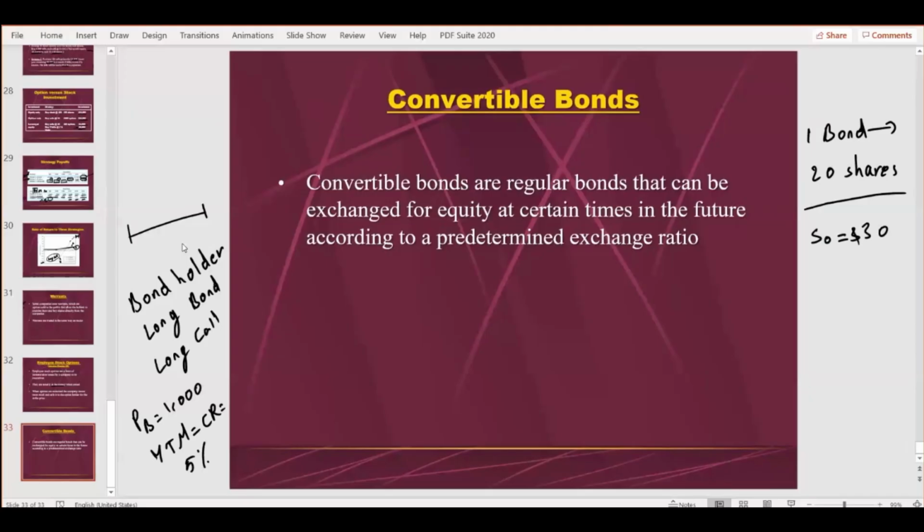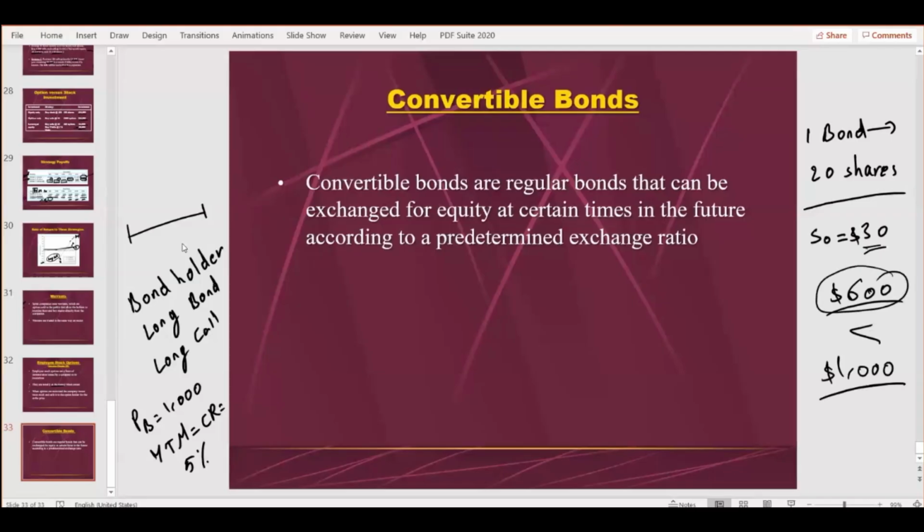So in this case, if you want to convert your bond into shares, you are only going to receive $600. The value of the shares that you will receive is less than the value of the bond. So in this case, you will simply decide not to exercise, because the value of the bond is greater than the value of the 20 shares.